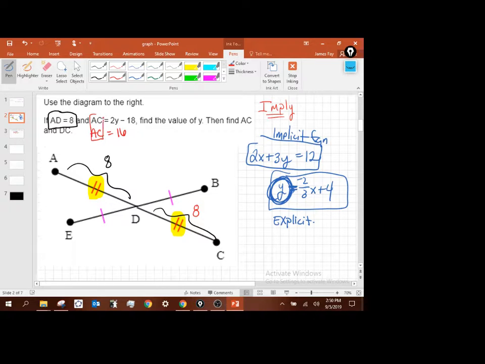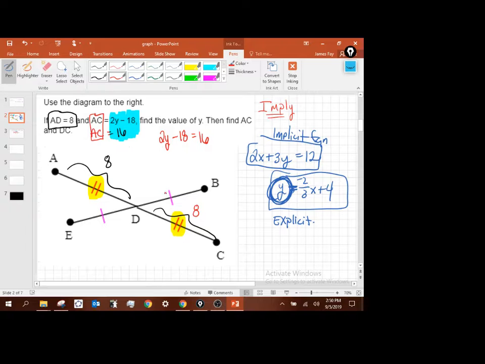Are these two things the same AC? Are we talking about the same segment AC? Then if those two things are the same, what's that tell me about these two things? They got to be the same as well, right? Okay, so we got 2y minus 18 should equal 16. And that allows me to set up that equation. That's the relationship that they are implying here with that information. Okay? If you can do that, you've demonstrated that you know your geometry.